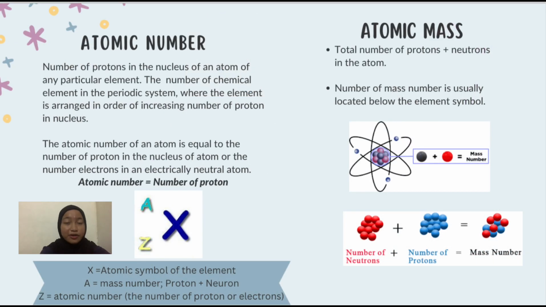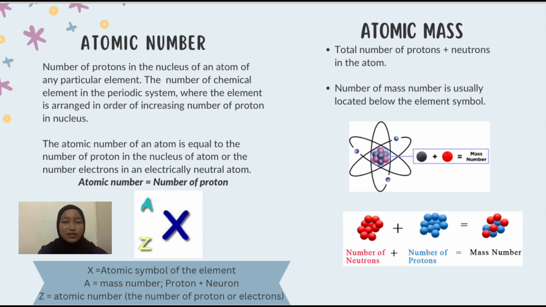Atomic number, number of protons in the nucleus of an atom of any particular element. The number of chemical elements in the periodic system where the elements are arranged in order of increasing number of protons in the nucleus. The atomic number of an atom is equal to the number of protons in the nucleus of the atom or the number of electrons in the electrically neutral atom. Atomic number equals number of protons.